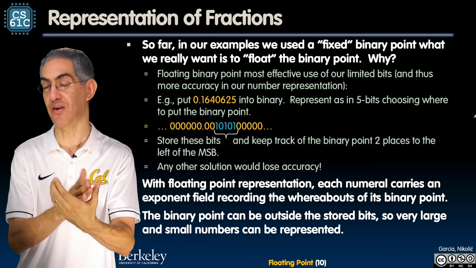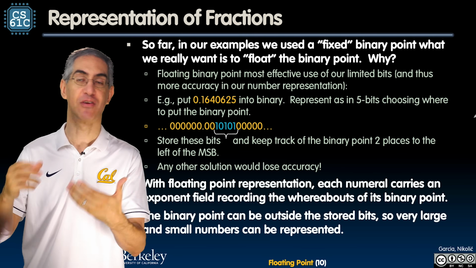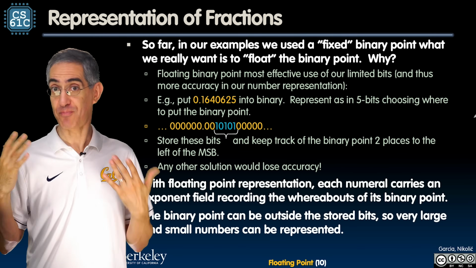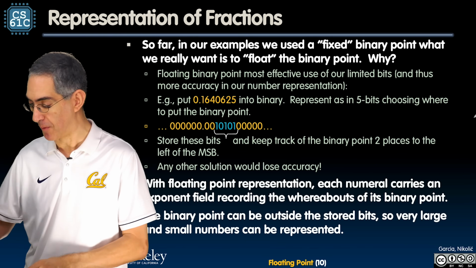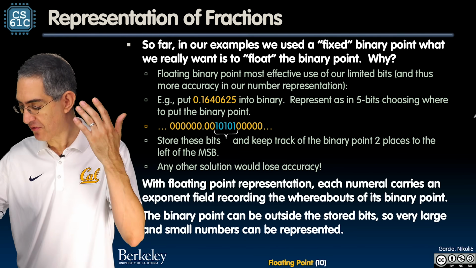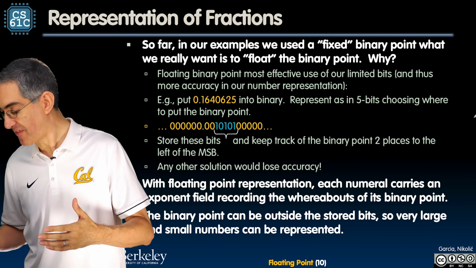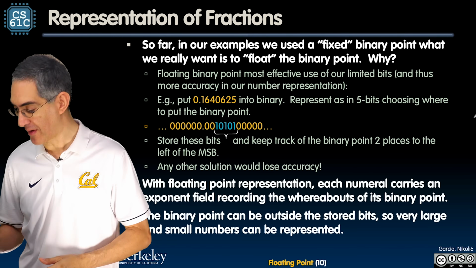Rather than locking it here, I'm now abstracting away and saying, what if it's more general now? I can now move it where it is. So that's just really amazing. So let's look at an example. Here's 0.1640625. It's in binary. If I represent this in 5 bits and I choose where to put the binary point, okay?